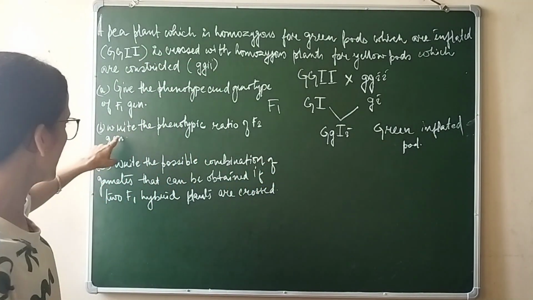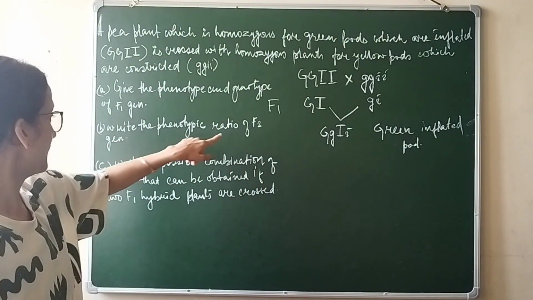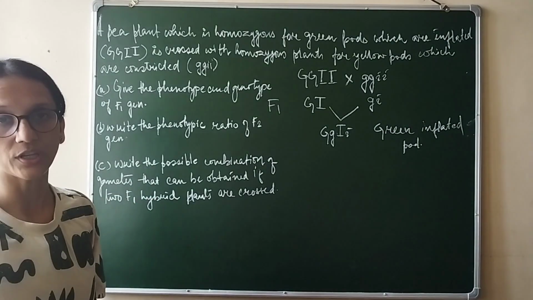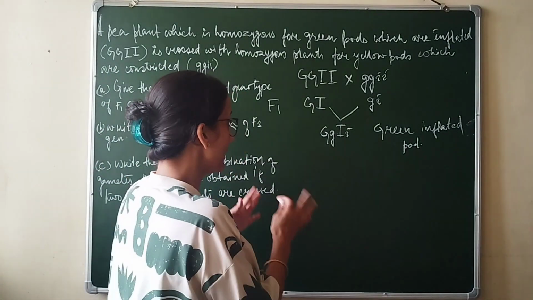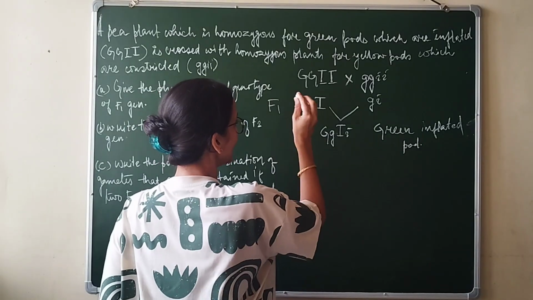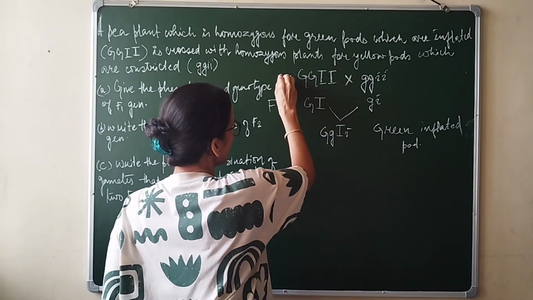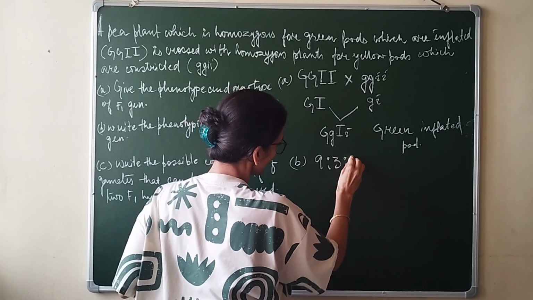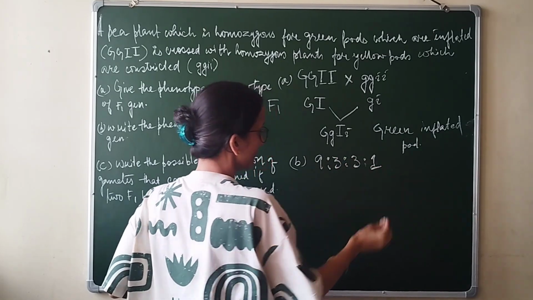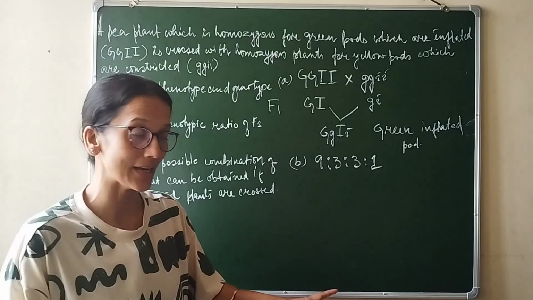The second question is, write the phenotypic ratio of the F2 generation. So the moment you want to write down the phenotypic ratio, even without Punnett square, you know that in case of a dihybrid cross, the phenotypic ratio is 9:3:3:1. We do not have to draw Punnett square yet.